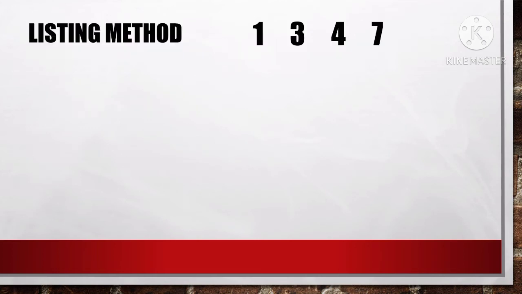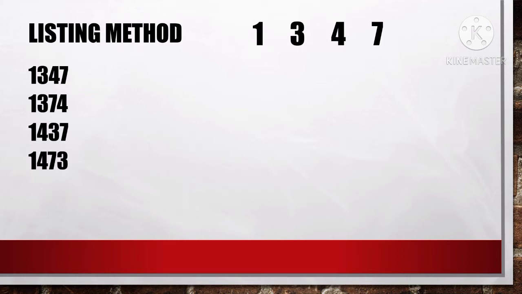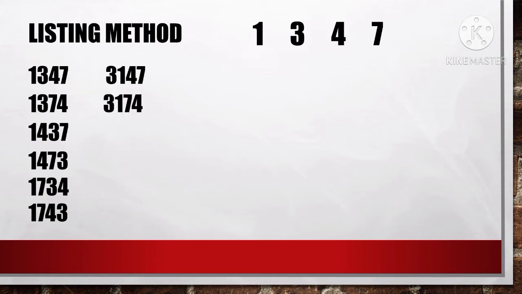We have first, the first digit is 1: 1347, and then we also have 1374, and then next one we have 1437, and then 1473, followed by 1734, and the last one is we have also 1743. So matatapos mo yung 1, yung 3 na naman. So we have 3147, 3174, and so on and so forth.